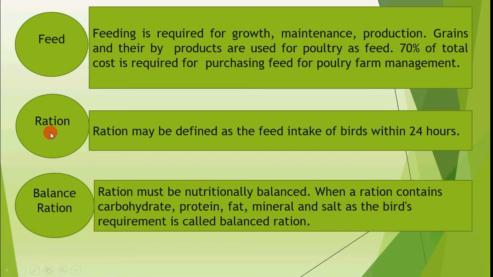Then what is ration? Ration means the food a poultry bird gets in about 24 hours. That means the food that poultry birds take within 24 hours is called ration. And the next point is, what is balanced ration? Balanced ration means the ration which has all types of nutrients present. For example, carbohydrate, protein, fat, mineral, etc.